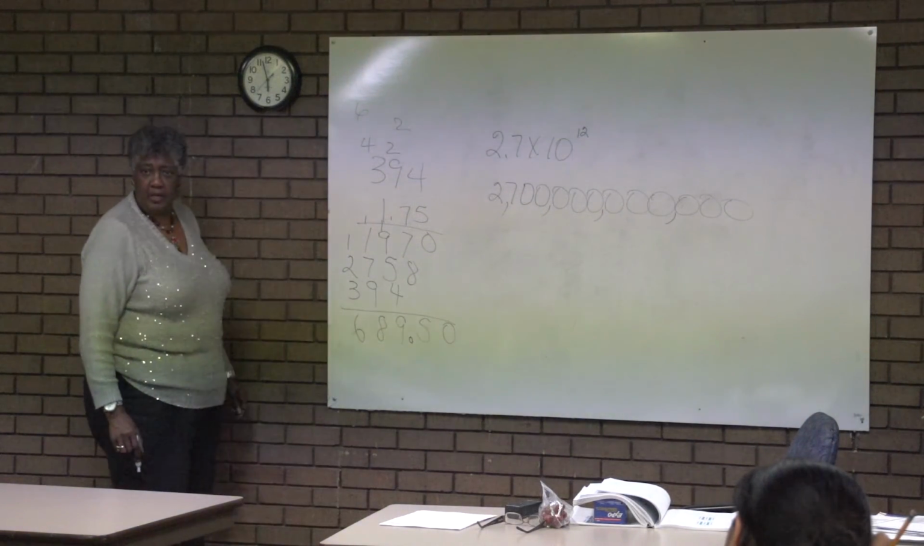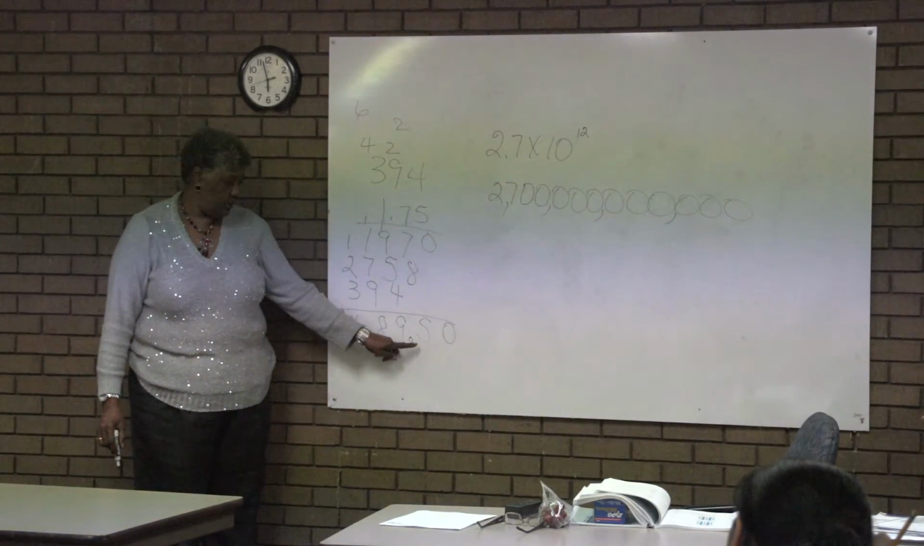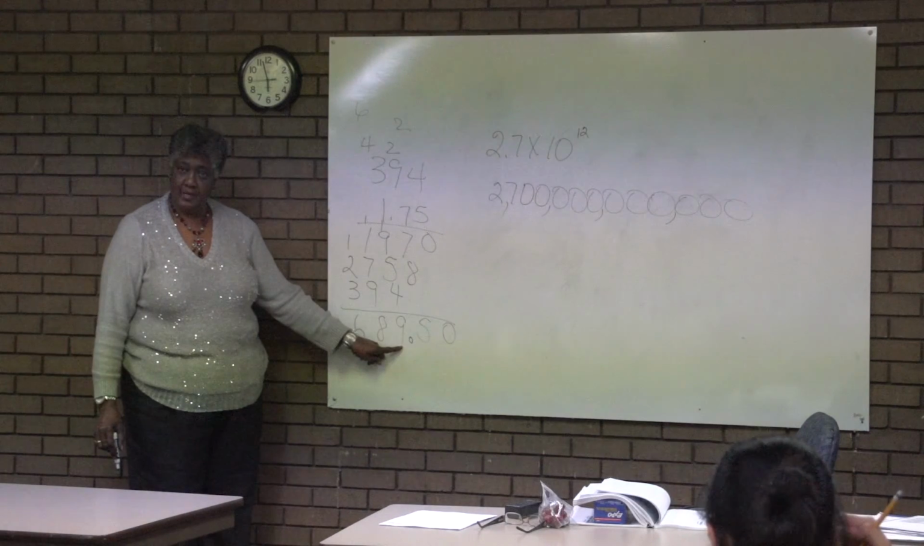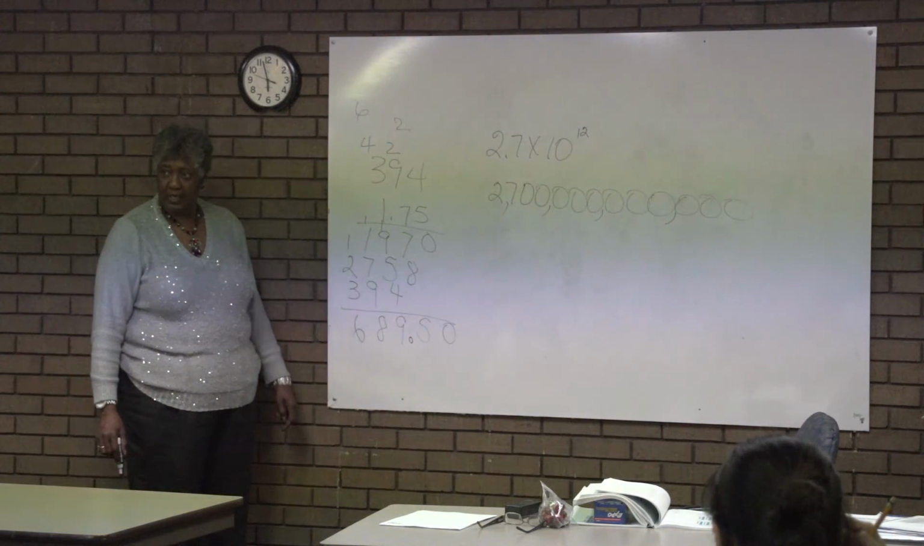And it said round off to the nearest whole mile, which would be here. This 5 would change this 9 to 10, which would make it 690.